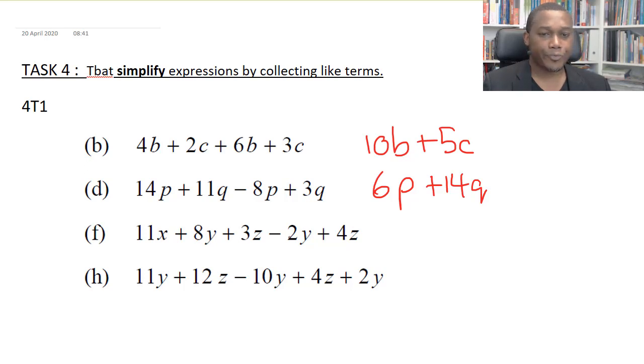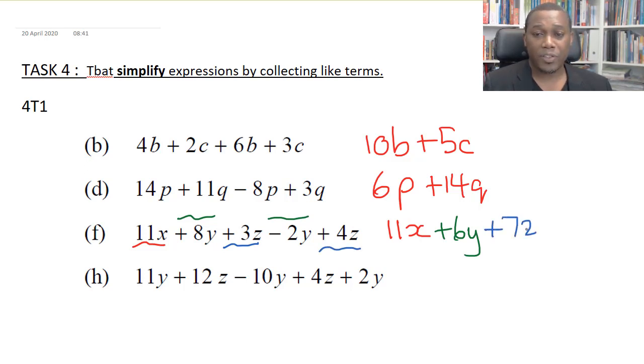For F, you had the 11x. Were there any more x's? No, so it stays as 11x. Then the y's, let's look at it. You had positive 8y, take away 2y, take the sign in front of it. 8 take away 2 is 6, so positive 6y. And then the z's, if we look at the z's in blue, plus 3z plus 4z. In total, you have positive 7z.